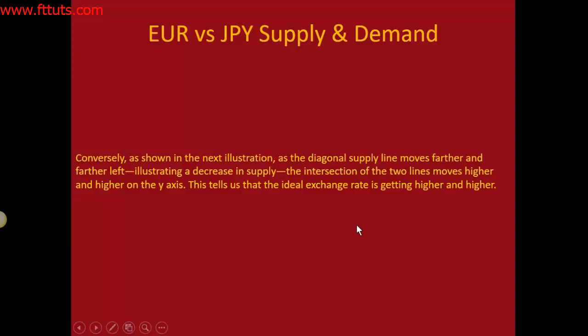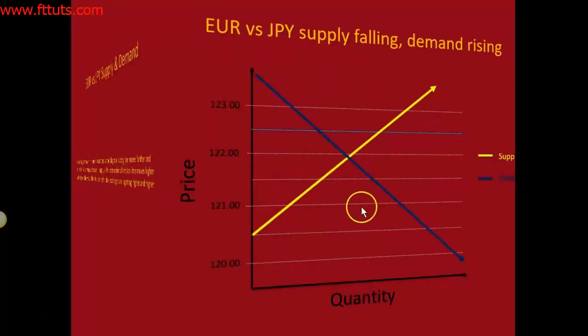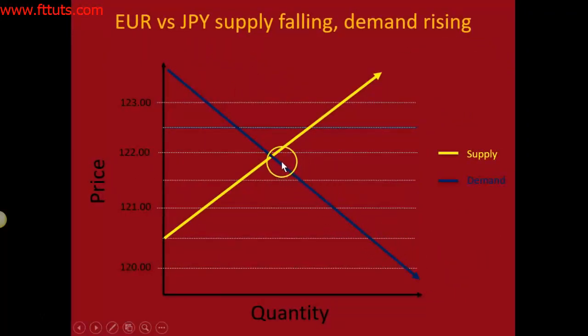Conversely, as shown in the next illustration, as the diagonal supply line moves farther and farther left, illustrating a decrease in supply, the intersection of the two lines moves higher and higher on the y-axis. This tells us that the ideal exchange rate is getting higher and higher. And you can see how it increased, and the ideal exchange rate is almost 122.